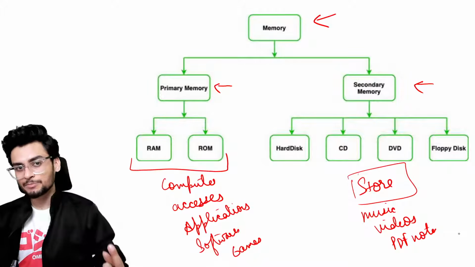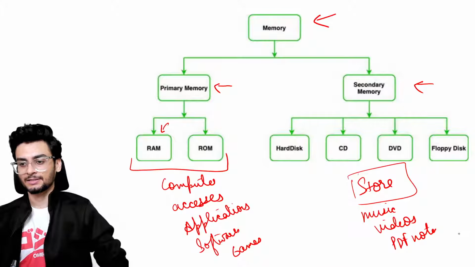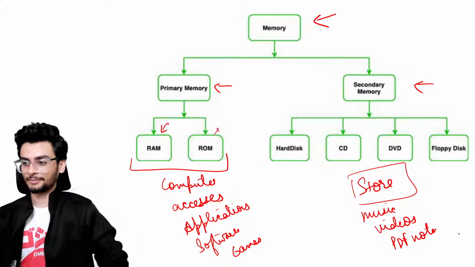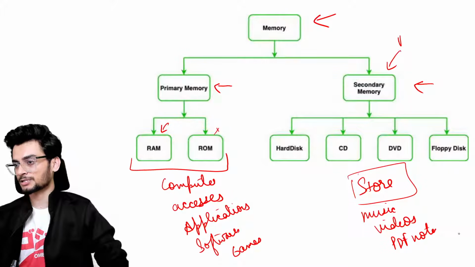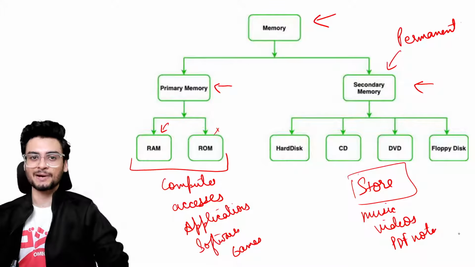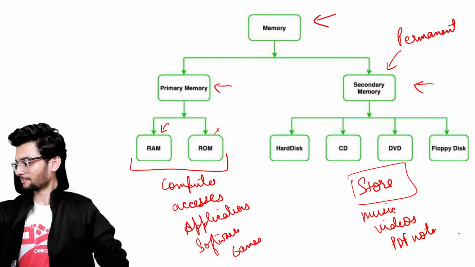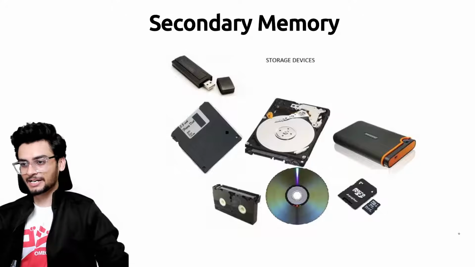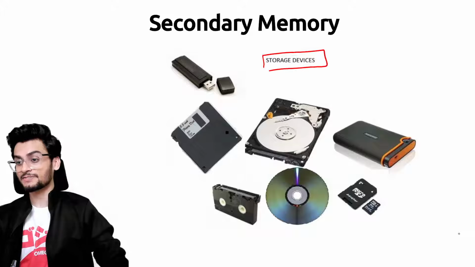So every time you restart your PC, the RAM is deleted but the ROM is not, and your secondary memory is called a permanent memory. So it might be confusing at first, but I understand that you might have studied this before. ठीक है? Secondary memory is nothing but the storage devices.